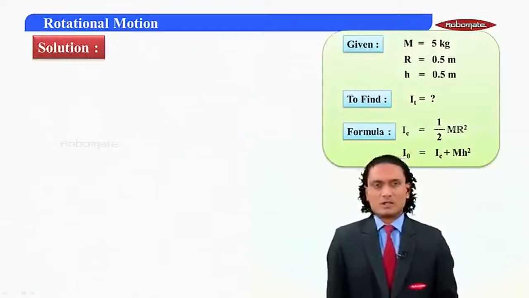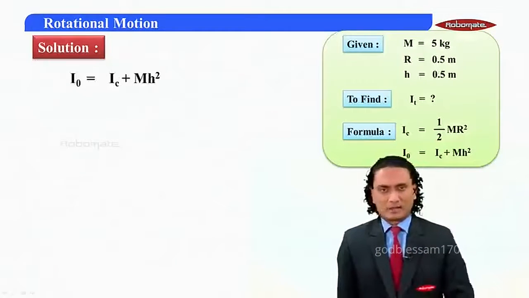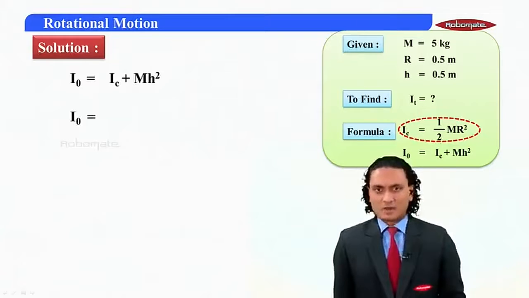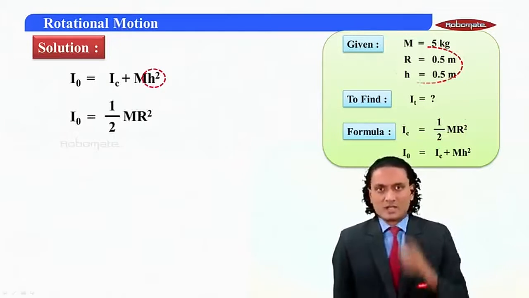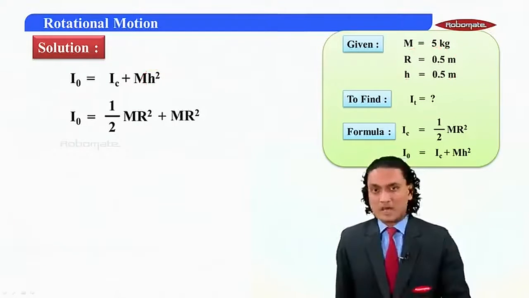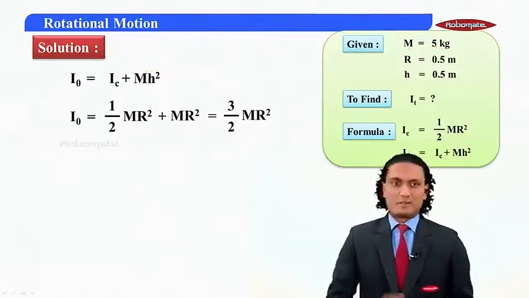Now students, for the solution, which formula do I have to use? I naught is IC plus mh square. I'm writing it over there. So I naught is equal to, what is IC? IC is given as mr square by 2, or half mr square, plus mh square. Now what is h? H and r both are the same. So mh square is nothing but mr square. So I naught is half mr square plus mr square, which is 3 by 2 mr square.